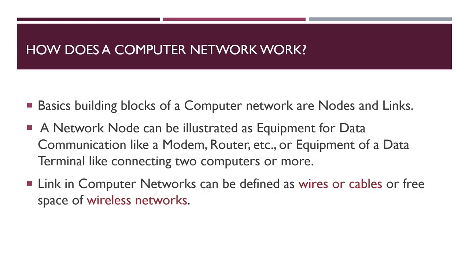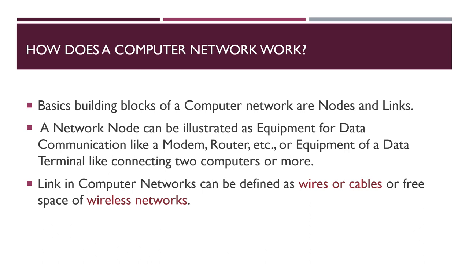And next one, how does it work in a computer network? What are the processes behind the network? So basically computer networks are identified by nodes and links. A node means equipment and external devices. The devices may be a modem or router or switches, etc. These equipment and terminals we are using to connect two or more computers. And next we go for link.